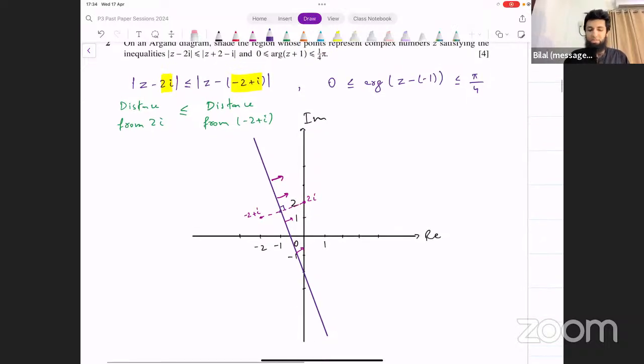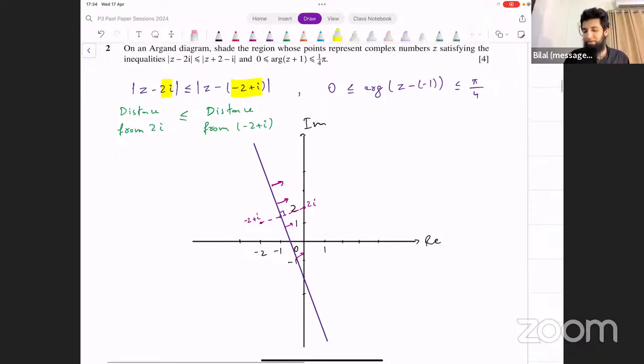Okay, now that's not all. We also have to consider the second condition now. What's the second condition? z minus 1. So what's the point that we're talking about? We're talking about point -1. Let's mark this point -1. Where is the point -1 going to be? It's a real number. Imaginary part is 0. Real part is -1. So -1 is going to be right here. This point. This is -1.